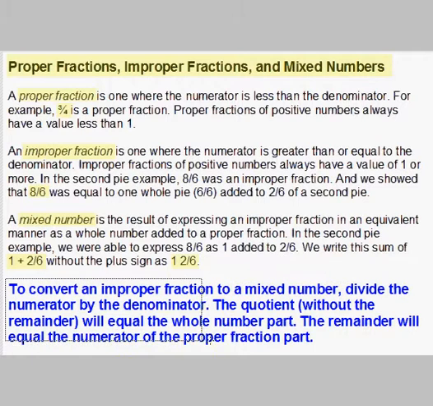The way to convert an improper fraction to a mixed number is to divide the numerator by the denominator. The quotient, which is the answer without the remainder, will give you the whole number part. The remainder will equal the numerator of the proper fraction part. If we do that with 8/6, 8 divided by 6 is 1, and we have a remainder of 2, so we get 1 plus 2 out of 6, or 1 and 2/6.